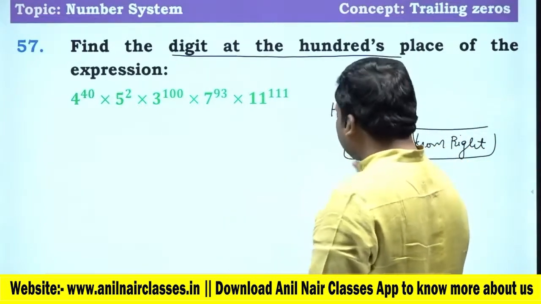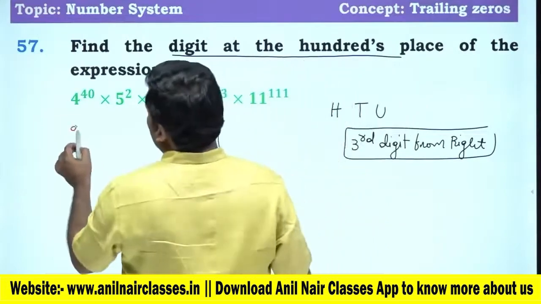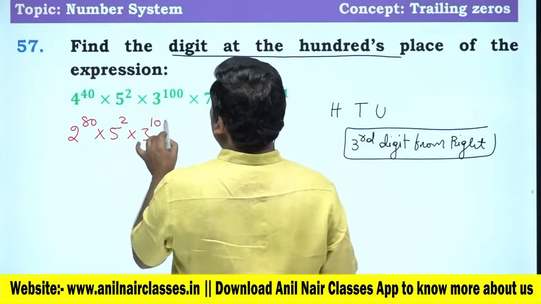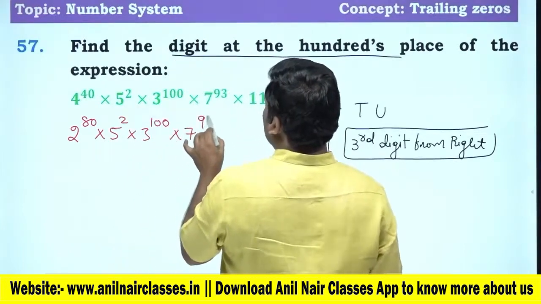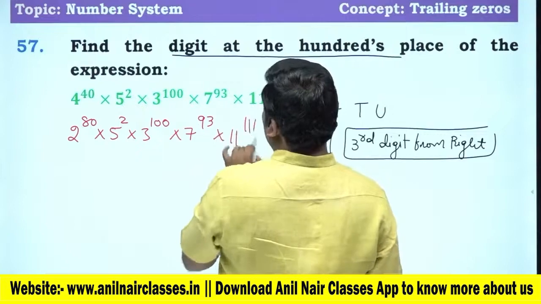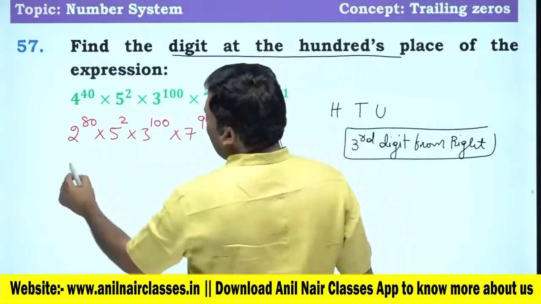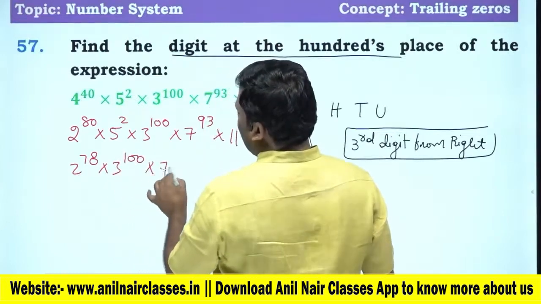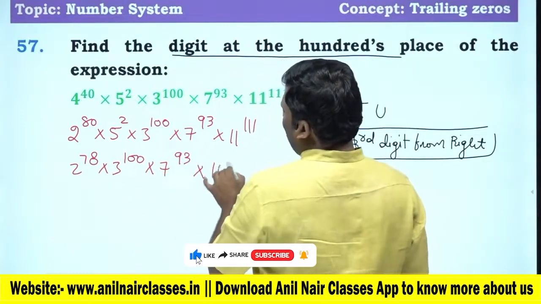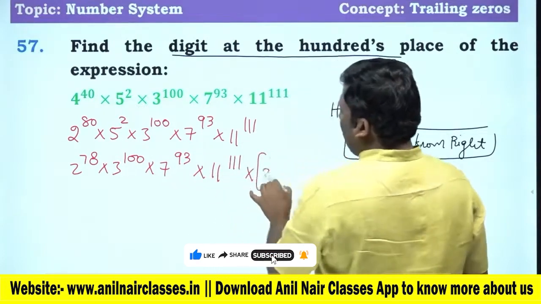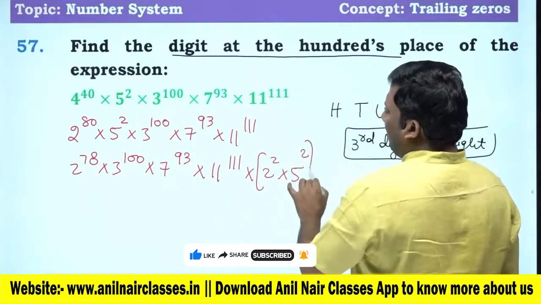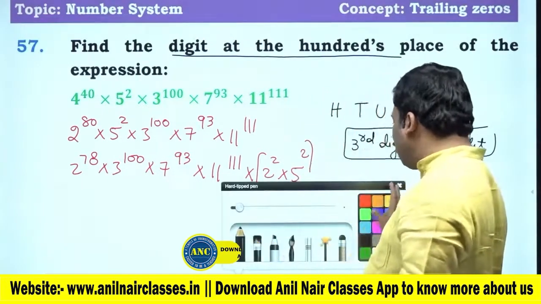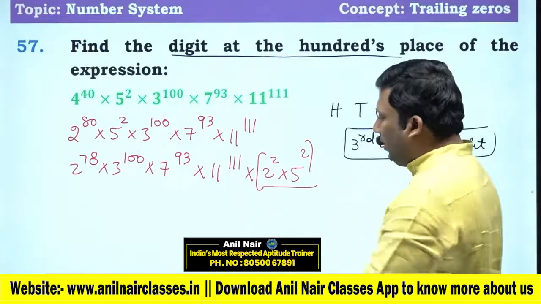Now see here. This can be written as 2 power 80 into 5 square into 3 power 100 into 7 power 93 into 11 power 111. These can be written as 2 power 78 into 3 power 100 into 7 power 93 into 11 power 111 into 2 square into 5 square. 2 into 5 is 10, and 10 square has last two digits 0, 0.